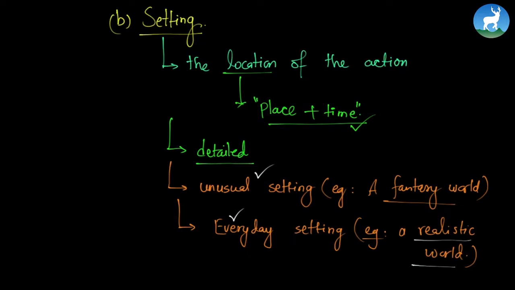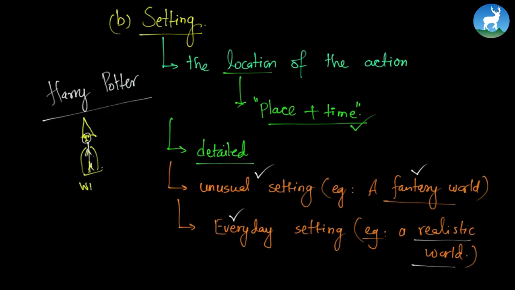In an unusual setting, what you get is a fantasy world. If you remember the story of Harry Potter, now Harry Potter is this genius wizard, smart wizard who is trying to obtain something, is trying to get something in life, and the setting is all fantasy. The school is Hogwarts, the place is called Magical World, it's not like Muggle world, the normal world. So this is what we have as an unusual setting.